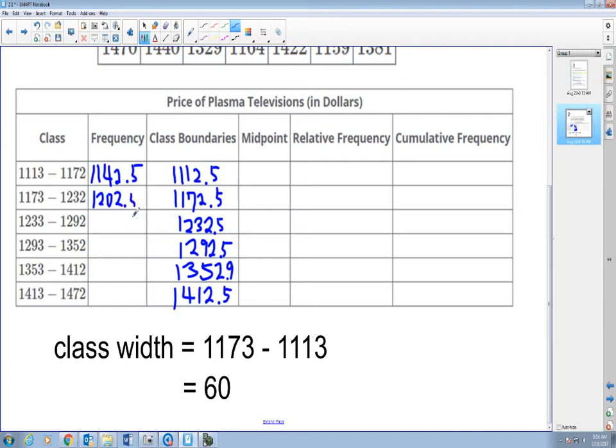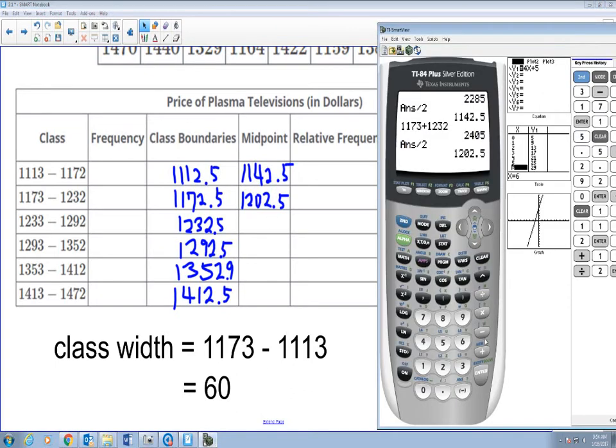And guess what? If I was to subtract my two midpoints, I actually end up with a class width. That's why we find class width first. It helps us to do the boundary and the midpoint. So that means the next one would just be 60 more than the previous one. So 1202.5 plus 60 will be the next midpoint of the following class.